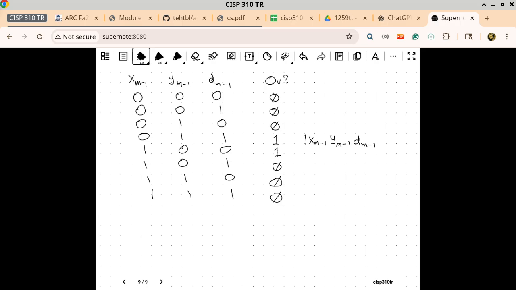So I do the same thing with the following row, in which case I specify x of m minus 1 not negated, y of m minus 1 negated, d of m minus 1 also negated. So the second conjunction is true if and only if we are on the fifth row of the truth table. But the overflow can happen on both rows, okay? So we just need an or to combine those.